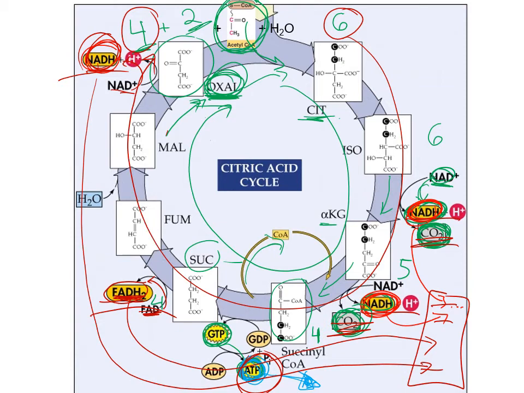Since it's a cycle, we're going to put back in 2 carbons in the form of our acetyl CoA and run the cycle again and again and again and again. And so each time we turn the cycle, we can do 1 turn per acetyl CoA. We get out some carbon dioxide, some electron carriers, and an ATP.